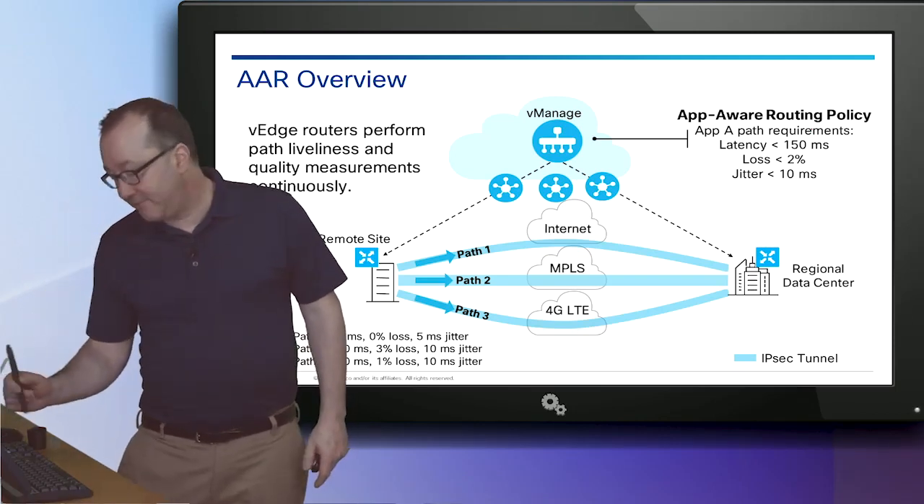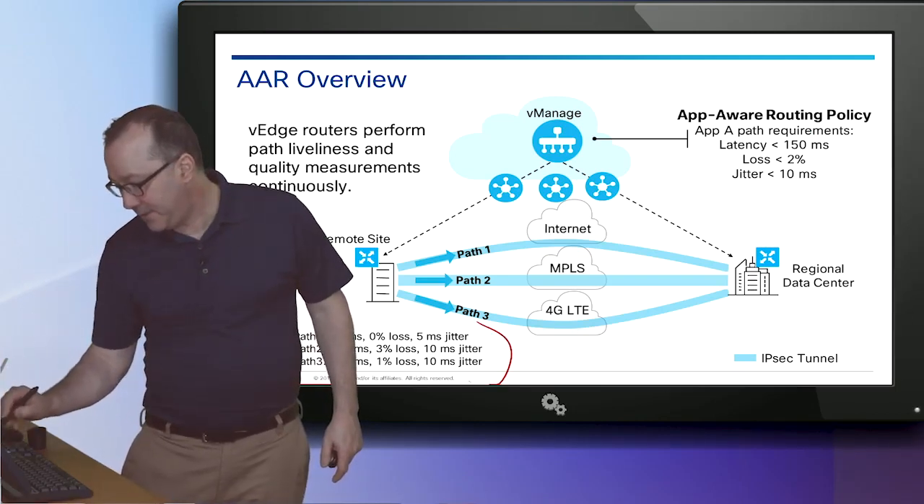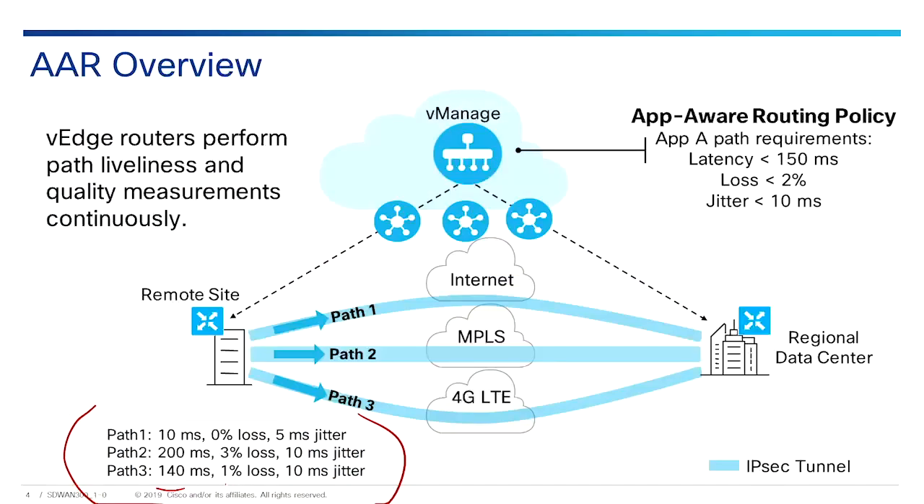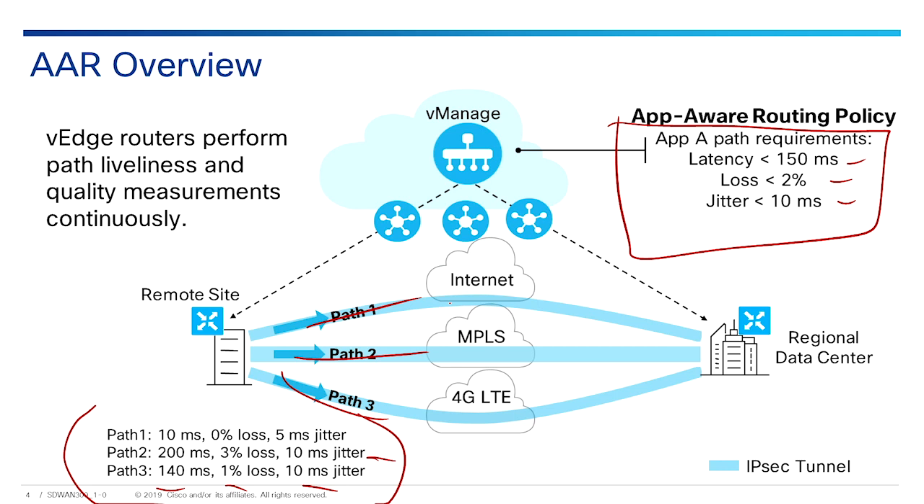So, for instance, here we have 3 paths with a certain latency, packet loss, and jitter. Just an FYI, any packet loss at 3% is bad. 3% here was basically down. I would call my carrier. So what we can do, though, is set up a path requirement of latency of less than 150 milliseconds, loss of less than 2%, and jitter of less than 10 milliseconds, and then we measure each link by probing it to see if it meets those SLA requirements that we've set.